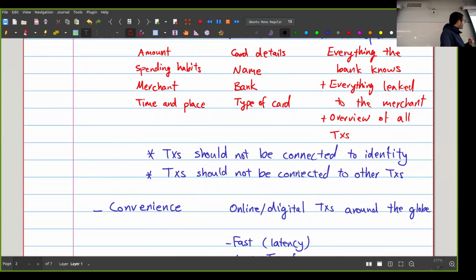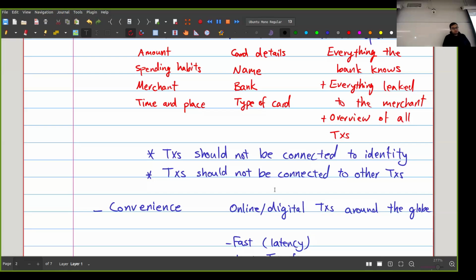Okay, so as far as we are concerned in this course, what's really important for us is that the transactions should not be connected to your identity. So if I'm making a transaction, that transaction should never leak my identity. If I'm buying something, why should I show an ID to buy it? That's not normal, right? But in the digital world, this has become our new normal. Whenever we're buying something, we are leaking our identity, and we want to avoid that.